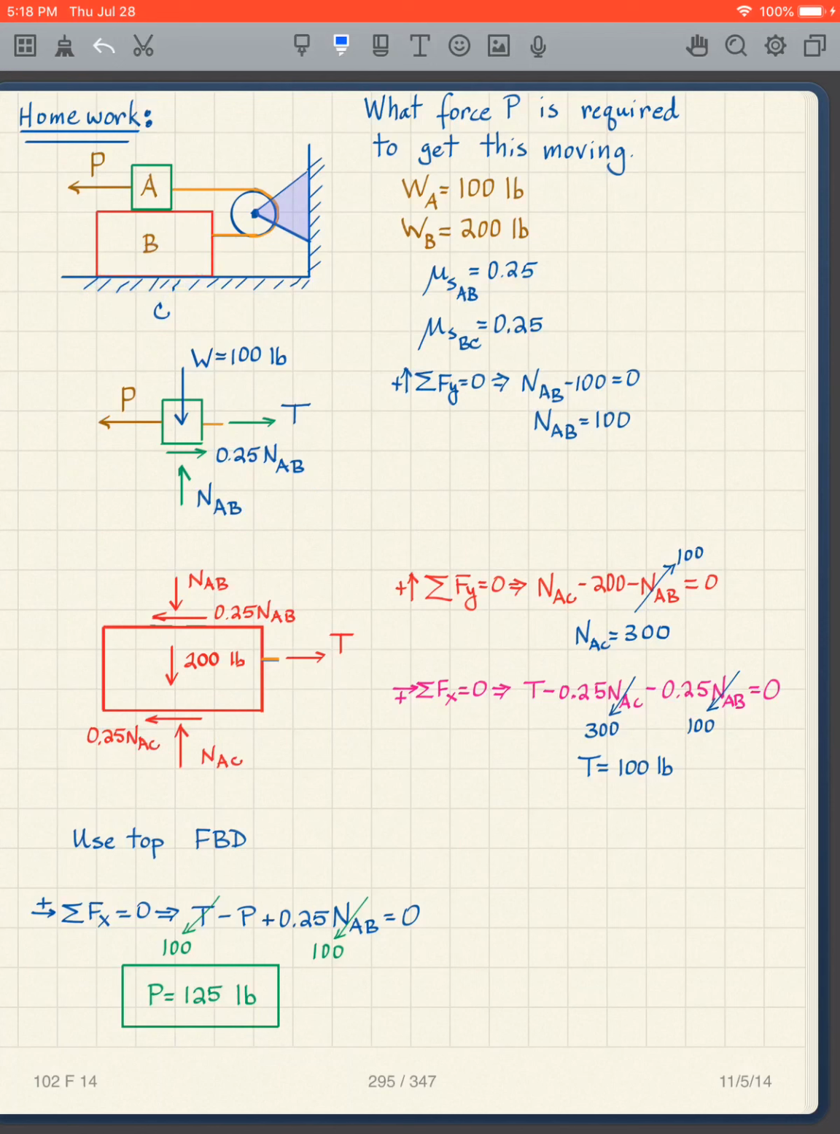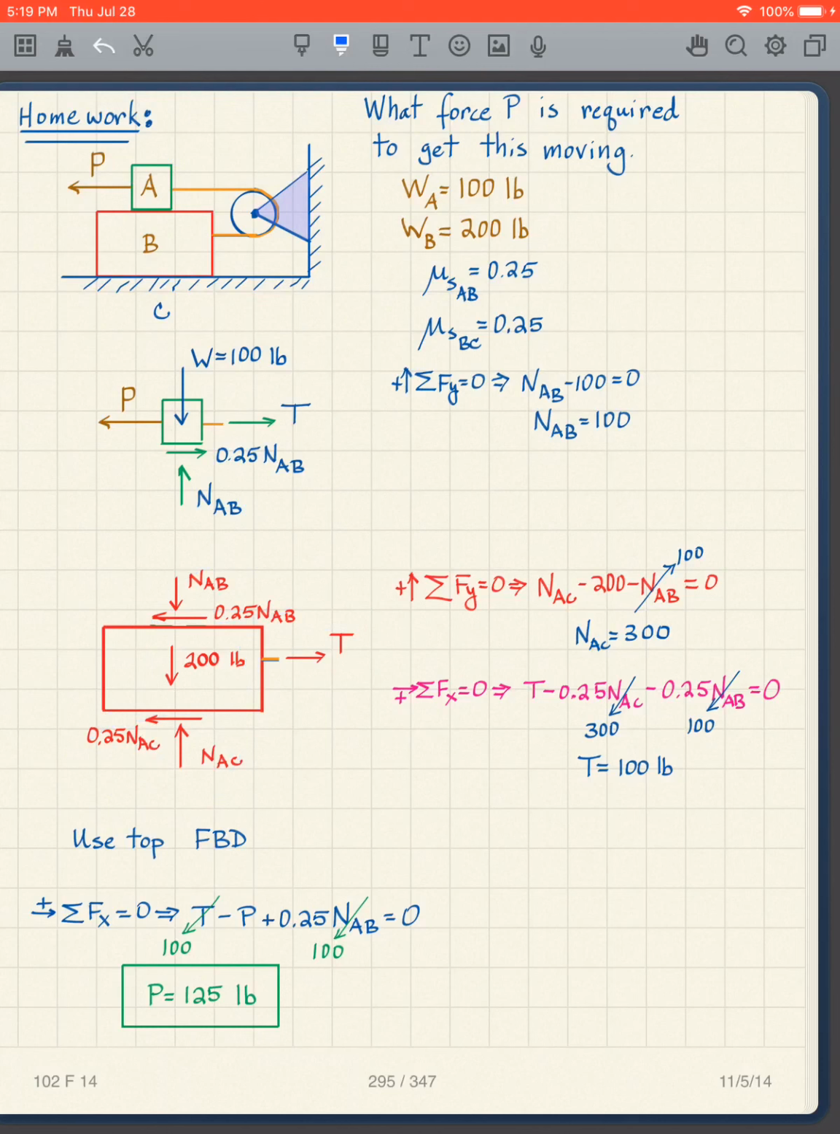Again, I made a cut through the cable under the frictional surface. So I'm making my cuts around there: a cut through the frictional surface, and a cut through my cable. So I have my T. I've got two forces for each of those. And then I have the weight.